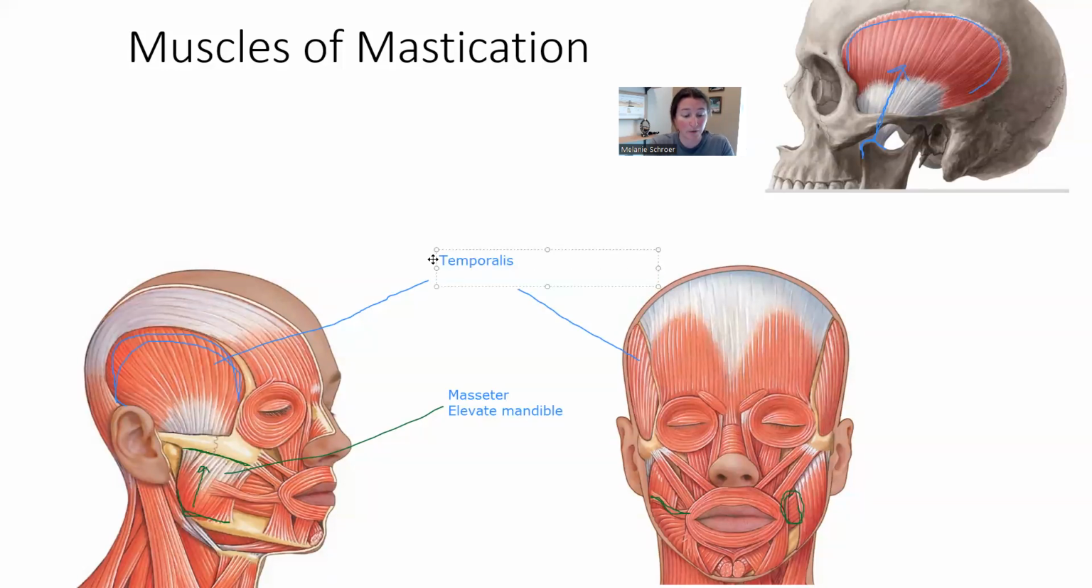It is responsible for both elevating the mandible and retracting the mandible. And so elevating is closing, it is lifting the jaw, pulling your 2 sets of teeth together, and retracting is pulling your jaw back. So this, pulling back under your top teeth.